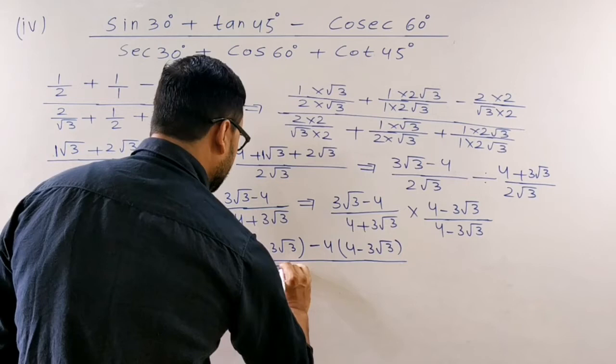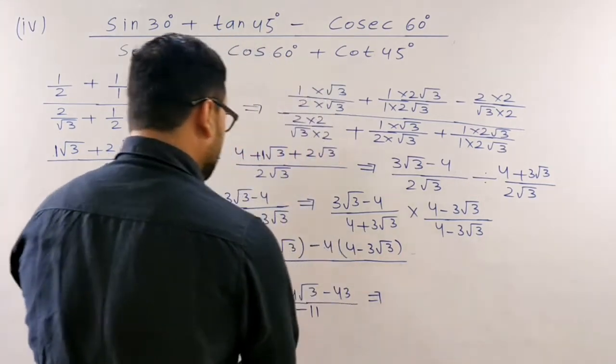Minus 27. And minus 4 into 4, minus 16. Minus plus 4 into 3, 12 root 3. And divide, 16 minus 27 is minus 11. Now, can we simplify? 12 root 3, 12 root 3, we got 24 root 3. Minus 27 minus 16, so we got minus 43, divide by minus 11.